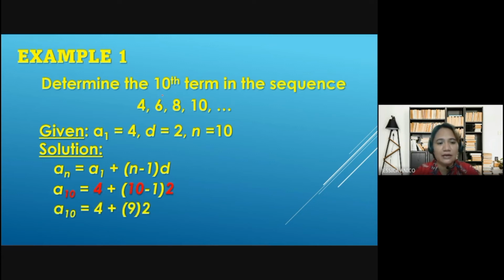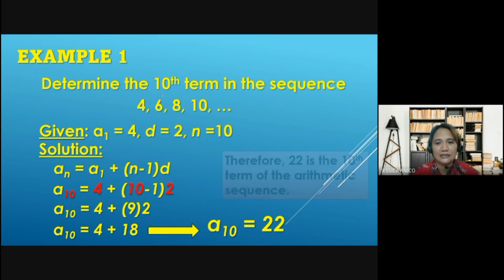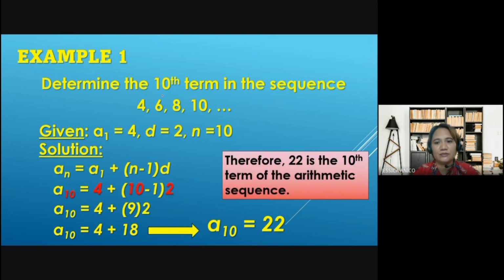So, we have a sub 10 is equals to 4 plus 9 times 2. And then, a sub 10 is equals to 4 plus 18. Okay, nakakasunod po. And then, going to add 4 plus 18, we have 22. So, that is the 10th term of the arithmetic sequence, 22. Okay. Kuha po yun. Okay.